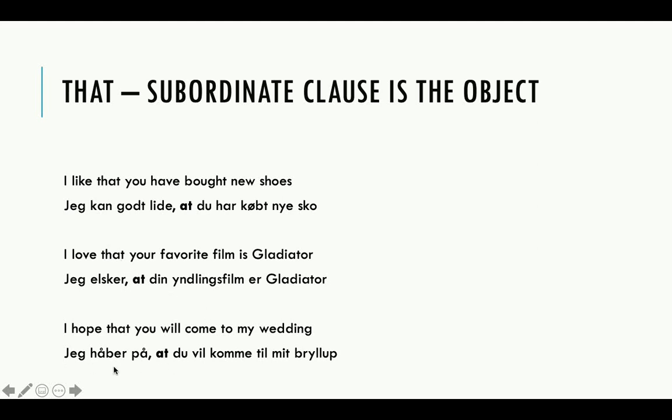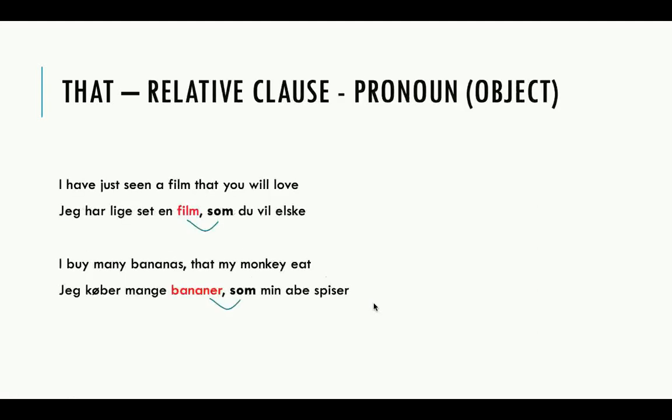Okay, in the last example, I've written a phrase that is not direct. The subordinate clause is here not the direct object, because there is a preposition that connects the verb with the subordinate clause, but it's just to illustrate that the same thing happens. It doesn't matter if it's a direct object or if it's more like a prepositional object. It's still at that you have to use. Okay, next one.